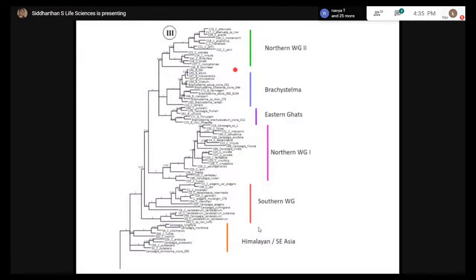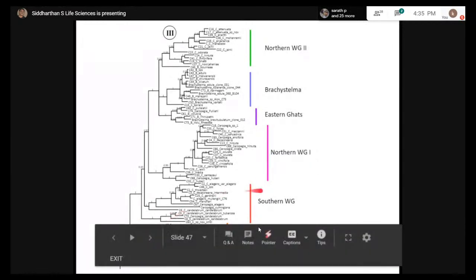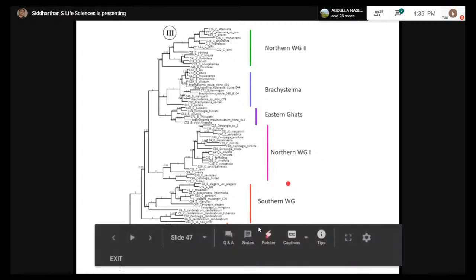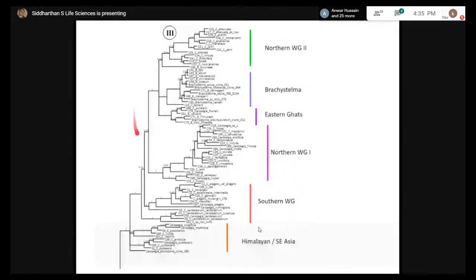I have expanded the Indian radiation here. So within the Indian radiation, you have several smaller clades. You have the Himalayan clade or the Northeast clade, the species probably with affinities to Southeast Asia, and the southern Western Ghats species like Candelabrum, Elegans, all these come out as a separate lineage. And the northern Western Ghats species form a separate clade, the Maharashtrian species form a separate clade. And within that, there are two different clades, two different lineages. One lineage is more related to the Brachystelmas here.